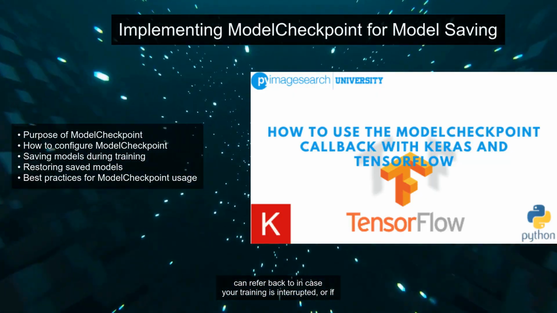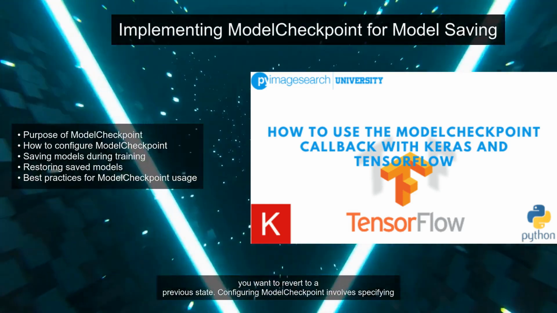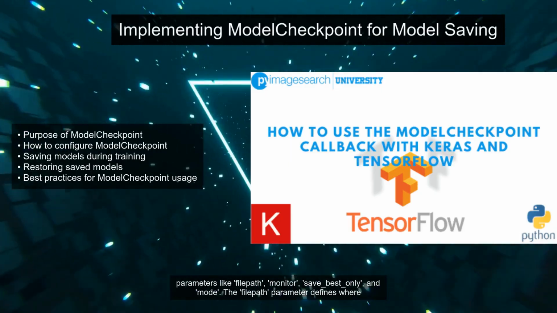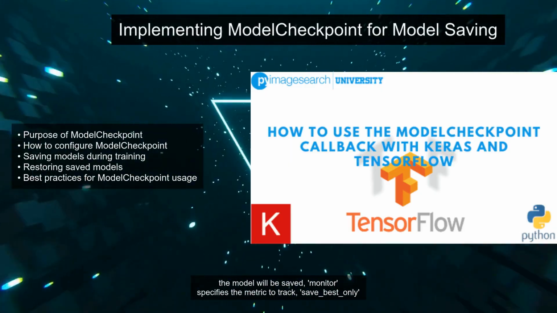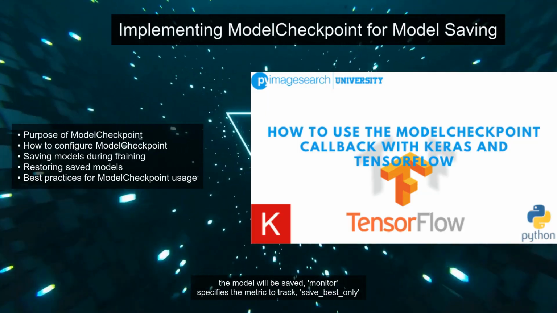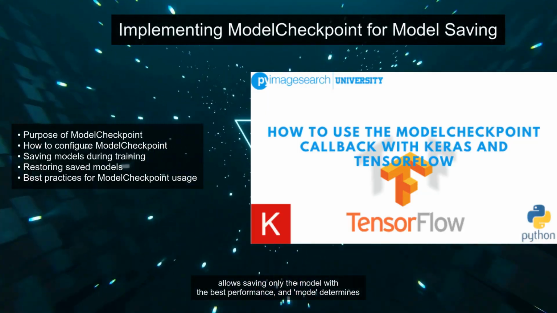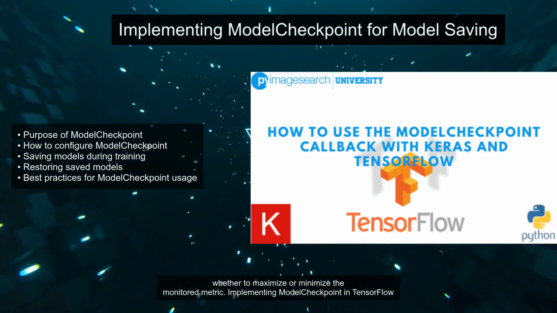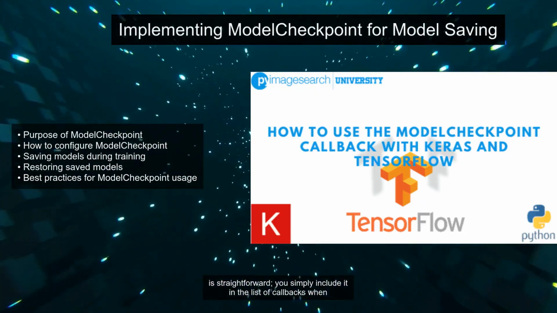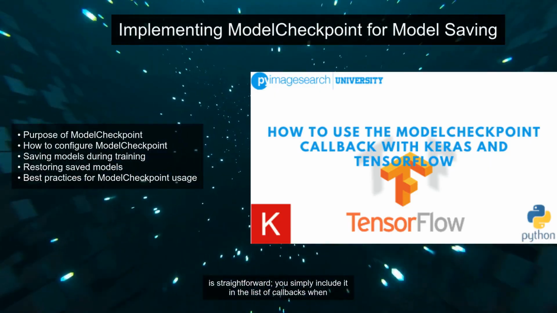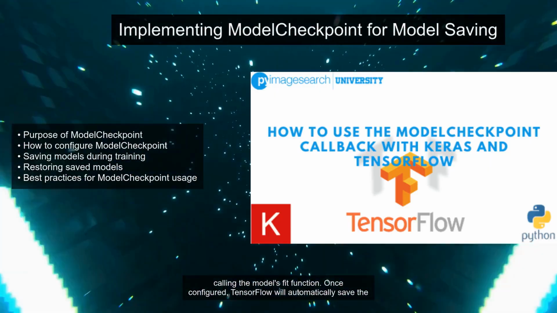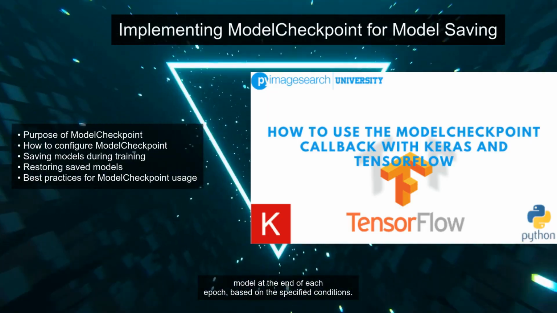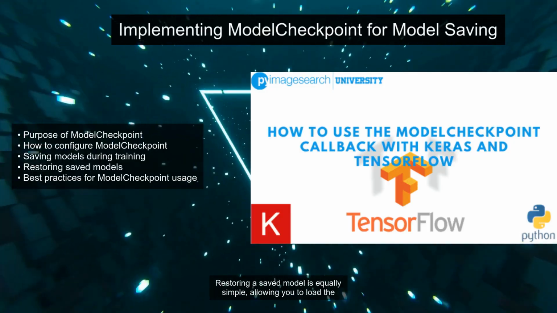Configuring model checkpoint involves specifying parameters like file path, monitor, save_best_only, and mode. The file path parameter defines where the model will be saved, monitor specifies the metric to track, save_best_only allows saving only the model with the best performance, and mode determines whether to maximize or minimize the monitored metric. Implementing model checkpoint in TensorFlow is straightforward. You simply include it in the list of callbacks when calling the model's fit function. Once configured, TensorFlow will automatically save the model at the end of each epoch, based on the specified conditions.